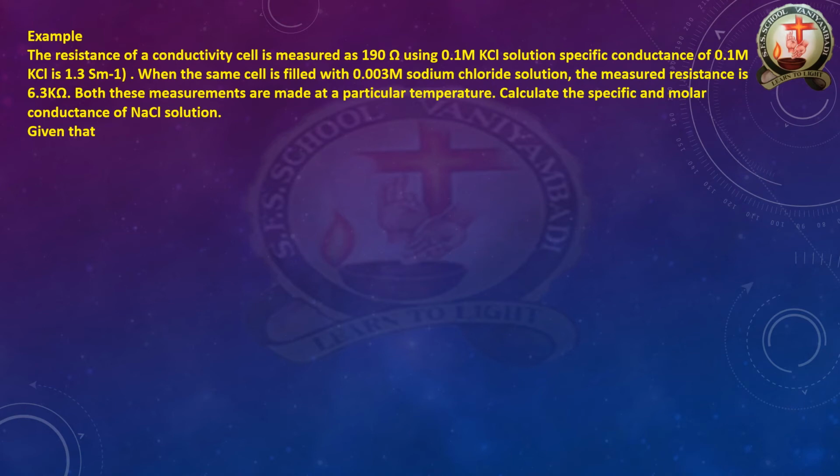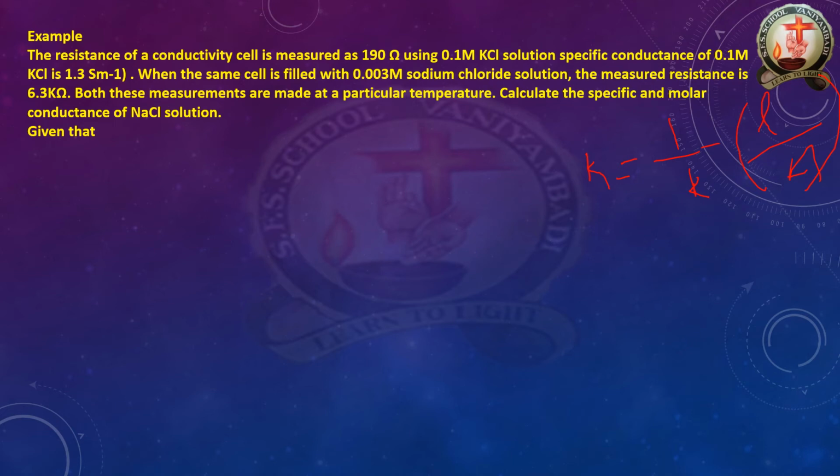Both these measurements are made at a particular temperature. No need to worry about that, they have mentioned a particular temperature. Calculate the specific and molar conductance of the NaCl solution. You can remember that the specific conductance kappa is equal to 1 by R into L by A. This is the formula, you know that one. Reciprocal of resistance, and this is the cell constant.